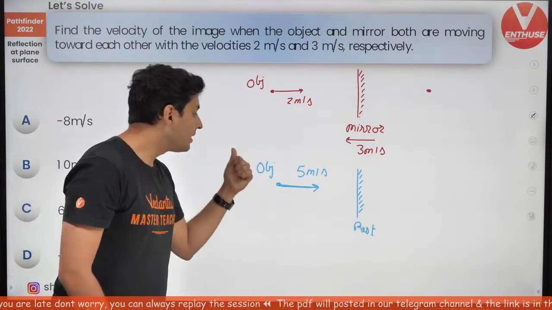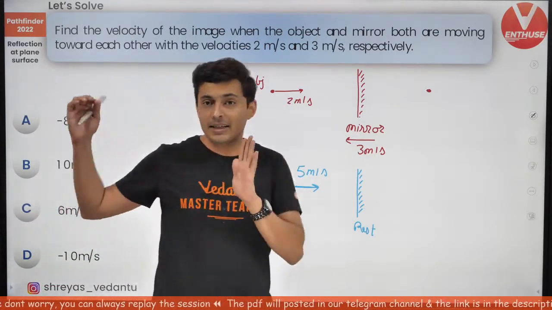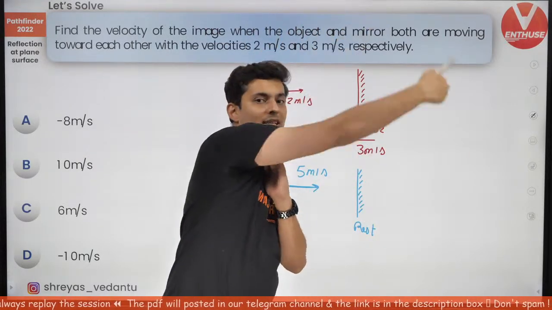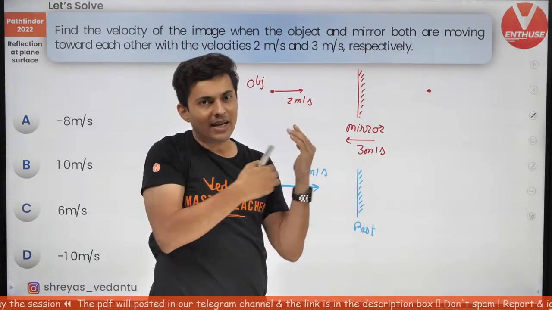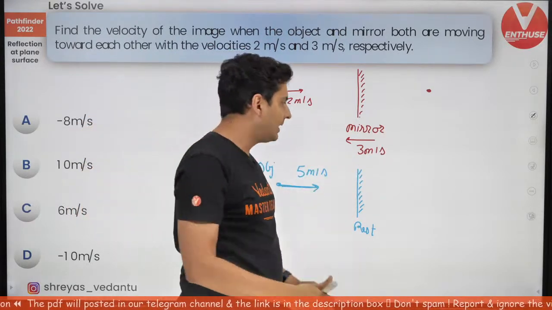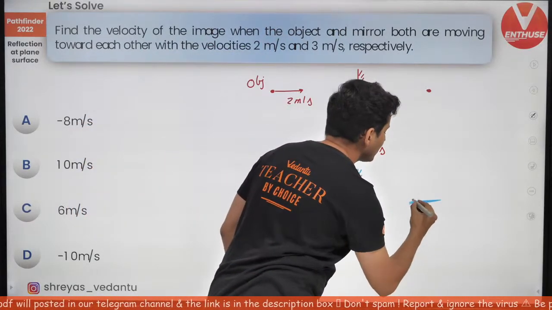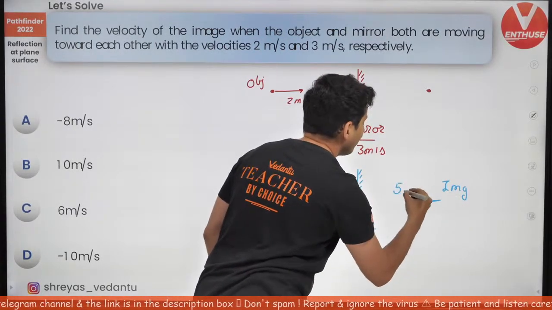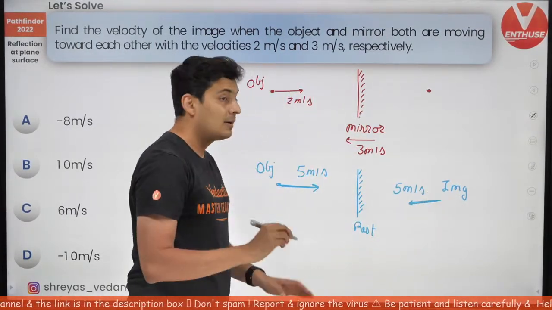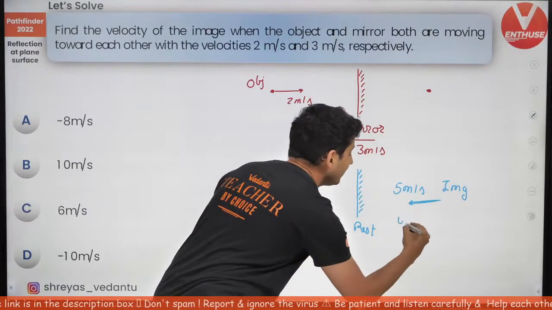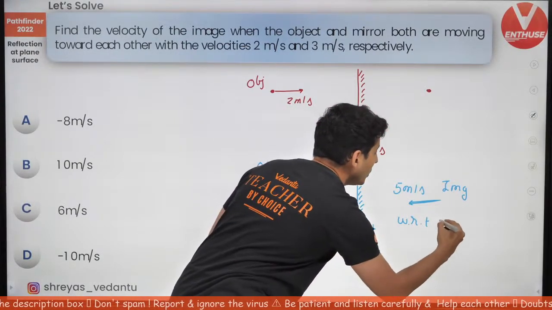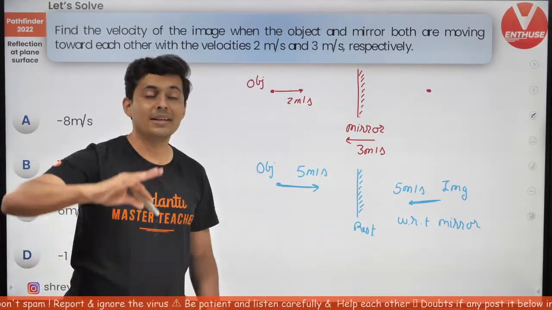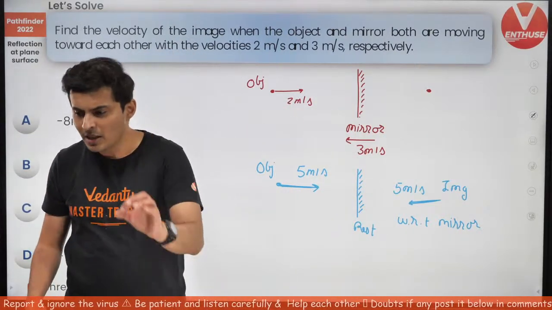Similarly, now think: if the object comes towards you with 5 meters per second, the image behind will also come with 5. Both will come with 5, right? So the image will come with 5 meters per second like this. But this is all with respect to the mirror. Keep this in mind: this is all with respect to the mirror.